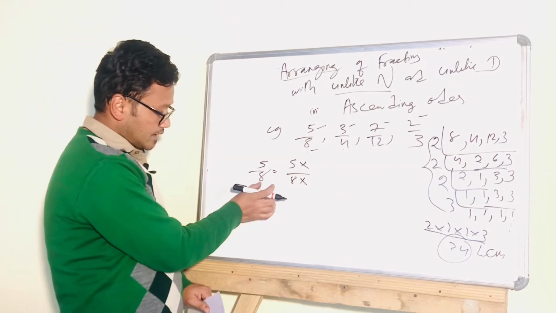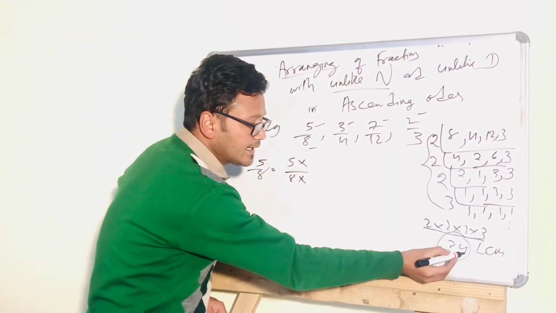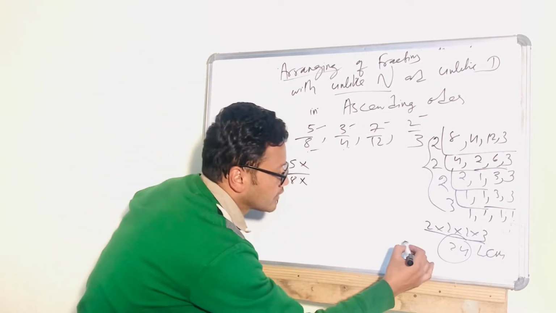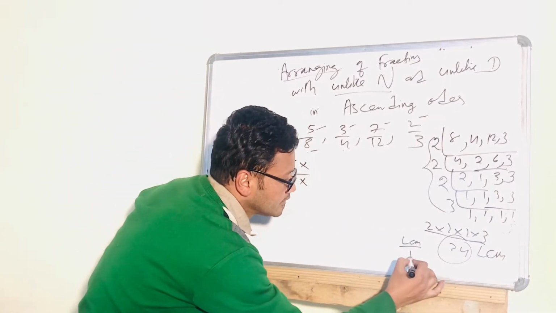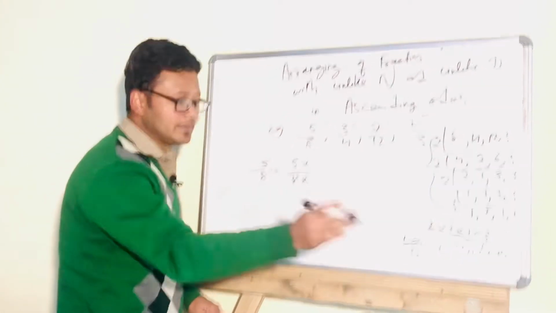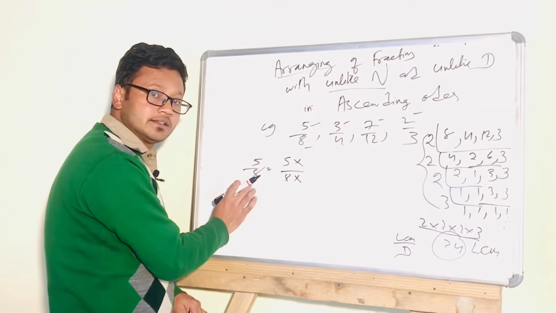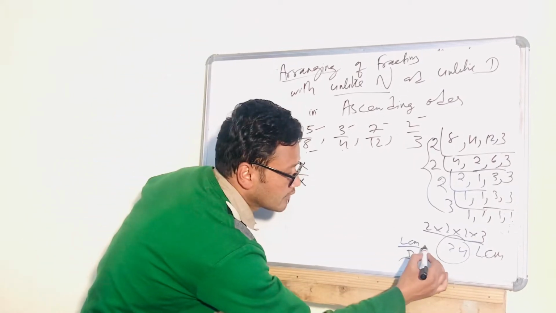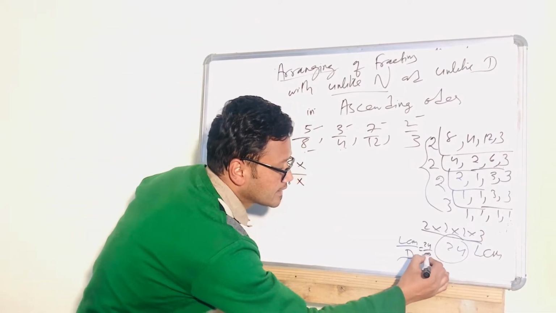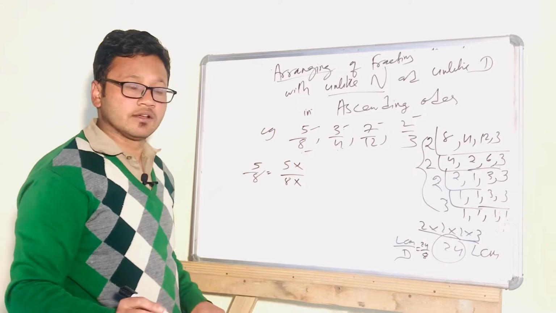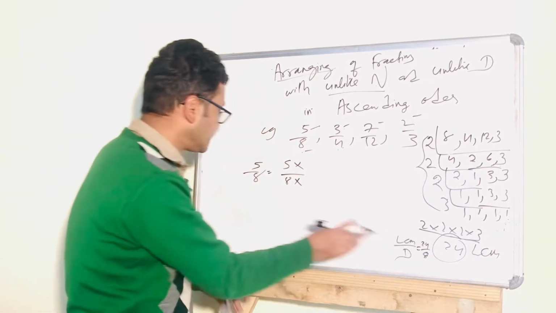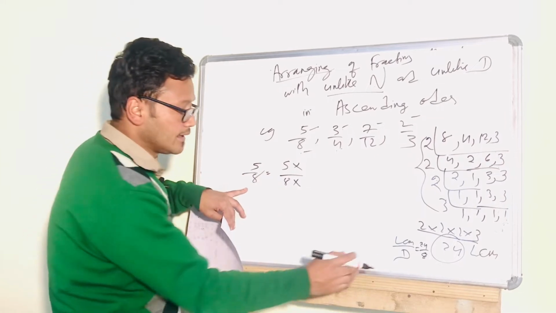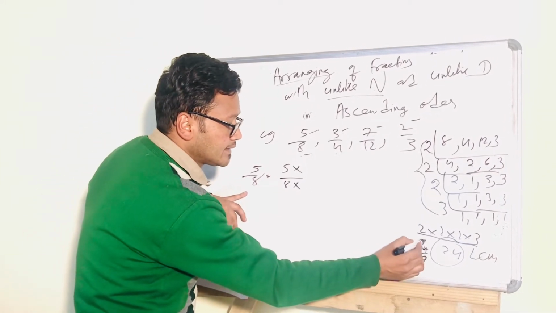Now divide the LCM by the denominator. LCM is 24, denominator is 8. 8 3s are 24, so 24 by 8 is 3. We are dividing the LCM by the denominators, not the numerators.